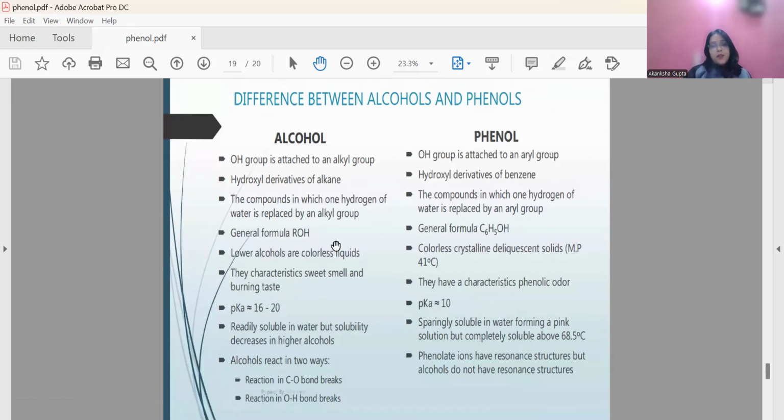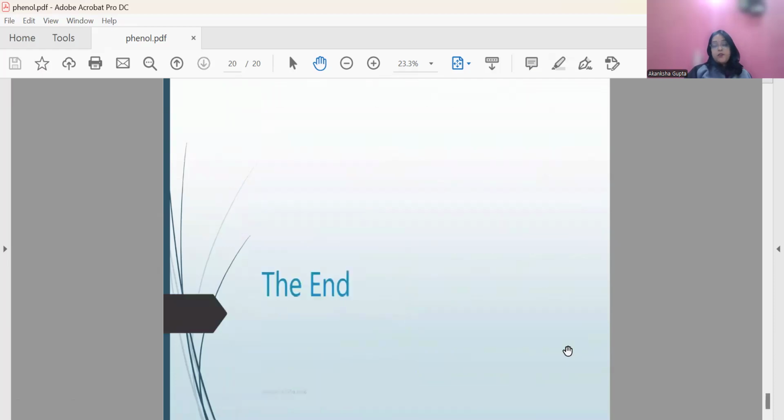Alcohols are colorless liquids, whereas phenol is a colorless crystalline solid. The characteristic smell of alcohol is quite sweet with a burning taste, but phenol has a characteristic odor. Alcohol is readily soluble in water, and solubility decreases in higher alcohols. In case of phenol, I have already discussed that it is sparingly soluble in water at room temperature, and it is completely soluble in water above 68.5 degrees centigrade.